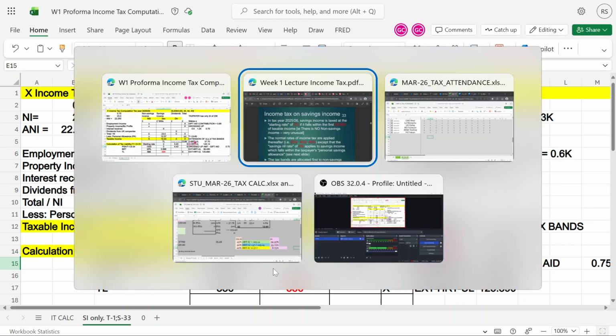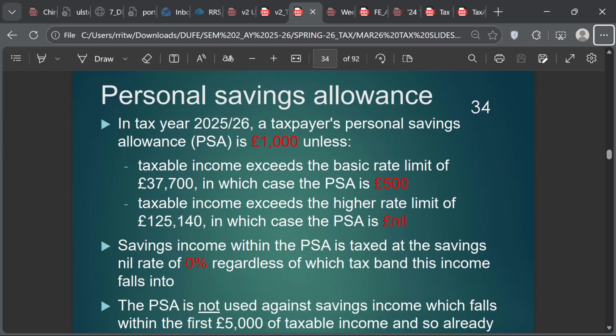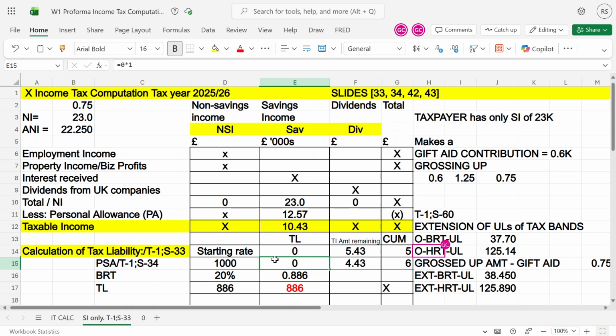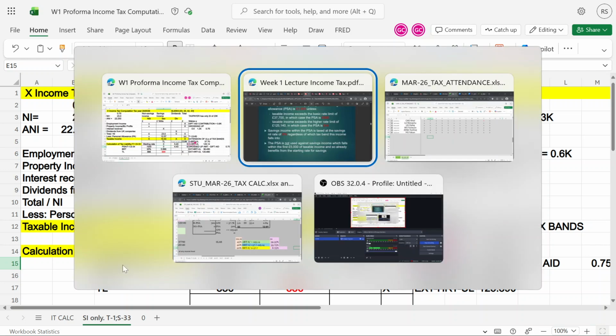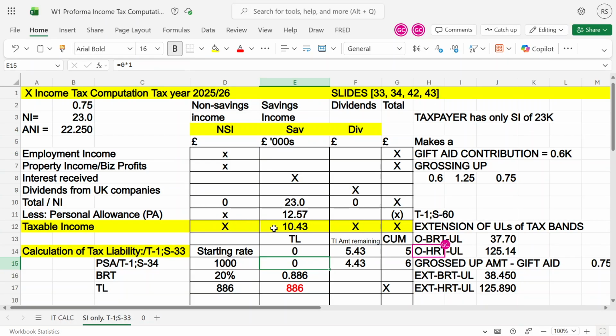Now, also remember the rule on slide 34, that PSA is not used against savings income which falls within the first 5,000 of taxable income and benefits from the starting rate for savings. To make these two things clear, I cooked up this example. When you have a situation like this, you will get an additional 1,000 of income because your PSA is 1,000. That comes from the other calculation, where you look at your TI. In this case, your TI is 10.43.